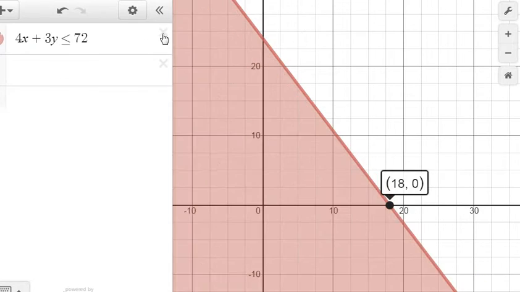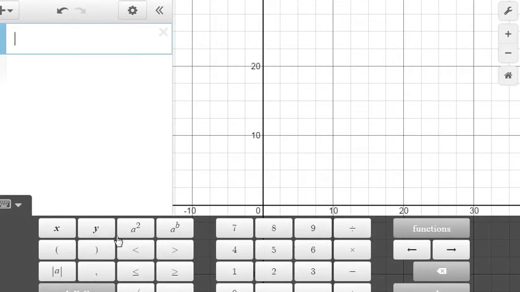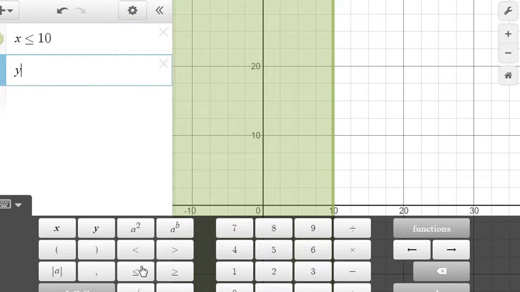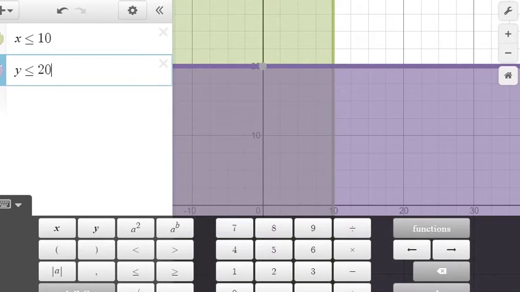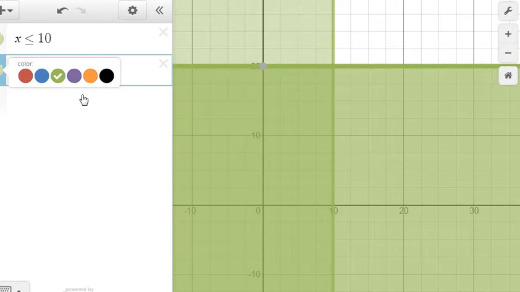I'm going to clear out my old functions and start typing in the new ones. So let's start with the easy inequalities first. And here's where you have an advantage over your calculator. Your calculator cannot do this one. X is less than or equal to 10. Y is less than or equal to 20. Now I'm going to put all of these in the same color. That way it's a little bit easier to see where they overlap.